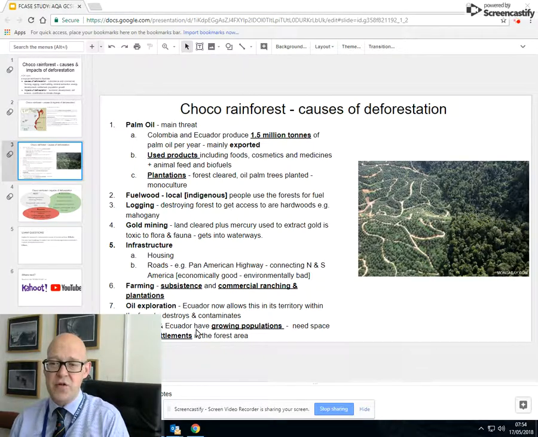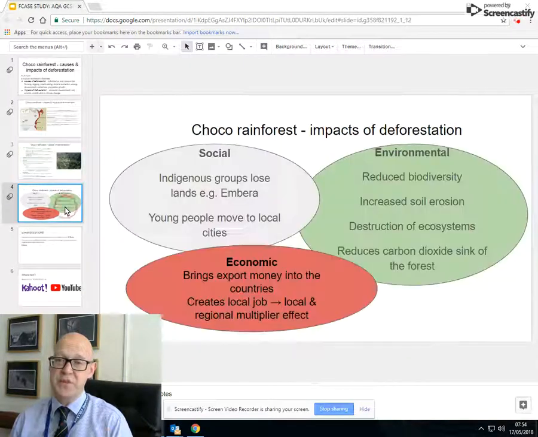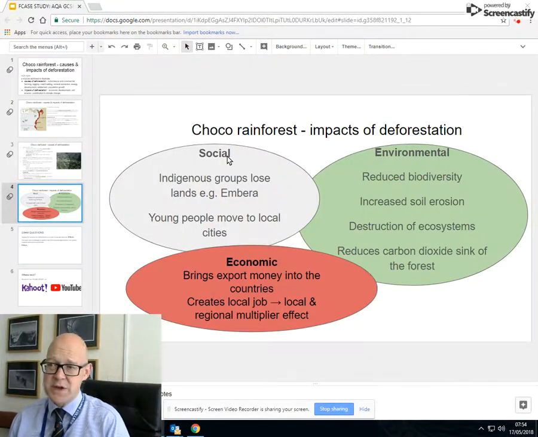And then finally, growing population pressure. These countries have still got a high birth rate, but the death rates have come down already because they've been able to take advantage of the same medicines and advantages that we've had, and they're able to access a better standard of nutrition. So the impacts, social, environmental, economic, by now you'll have got them.